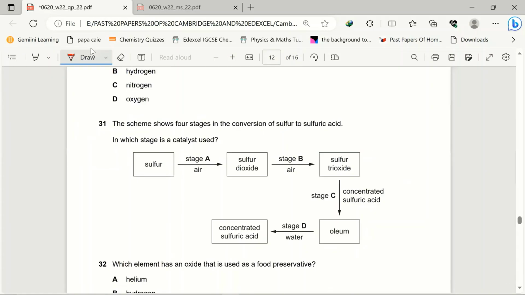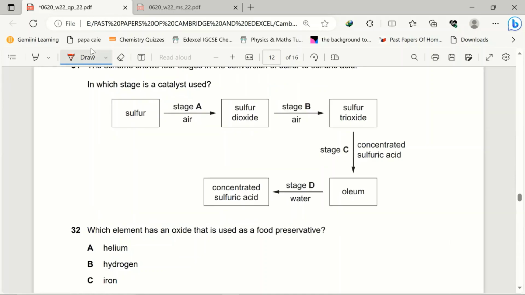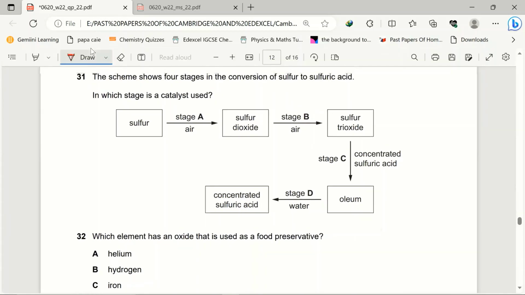Next point. You know, this is the contact process to make sulfuric acid.